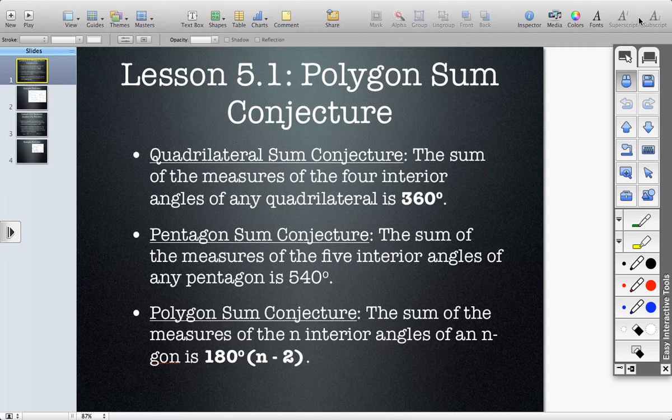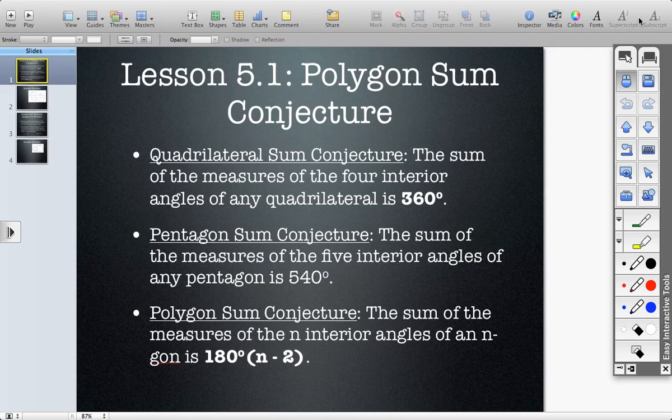Similar to the triangle sum conjecture, this quadrilateral sum conjecture states that the sum of the measures of the four interior angles is 360 degrees. So no matter what the quadrilateral is, it's always going to equal 360 degrees. The pentagon sum conjecture is listed in the investigation, but you don't use it quite as frequently. So honestly, I sometimes forget what the sum of the five angles is.